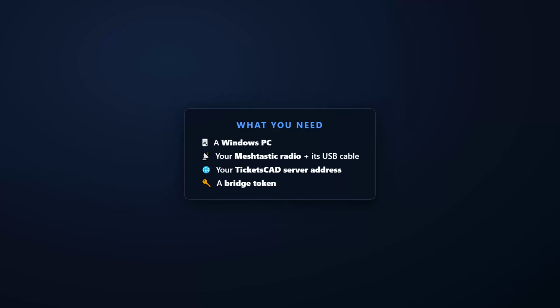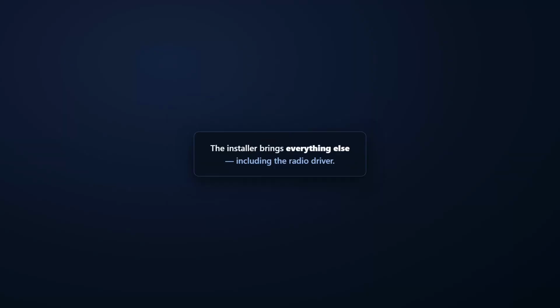You will need 4 things: a Windows PC, your Meshtastic radio and its USB cable, your TicketsCAD server address, and a bridge token. The installer brings everything else, including the radio driver.